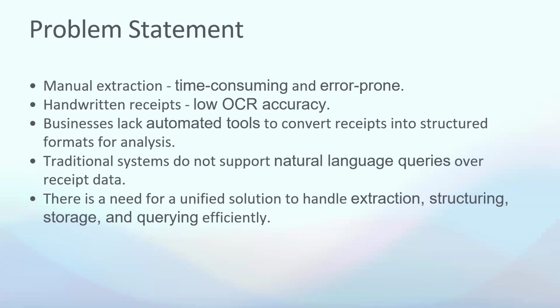The third problem is that automation is missing. Most available tools can extract text, but they don't organize it into a usable structure. So it's not always in the structure that we are expecting, which makes downstream analytics difficult. The fourth thing is that existing systems do not support natural language querying. Users can't just ask how much did I spend at Walmart last month and expect an answer. So the core challenge here is how do we extract, structure, store, and make receipt data queryable, all in a single unified platform. That is where our project FormIQ comes in.